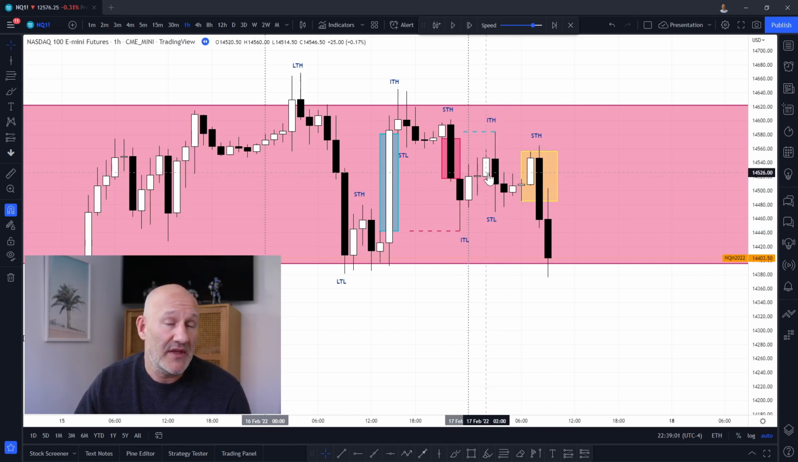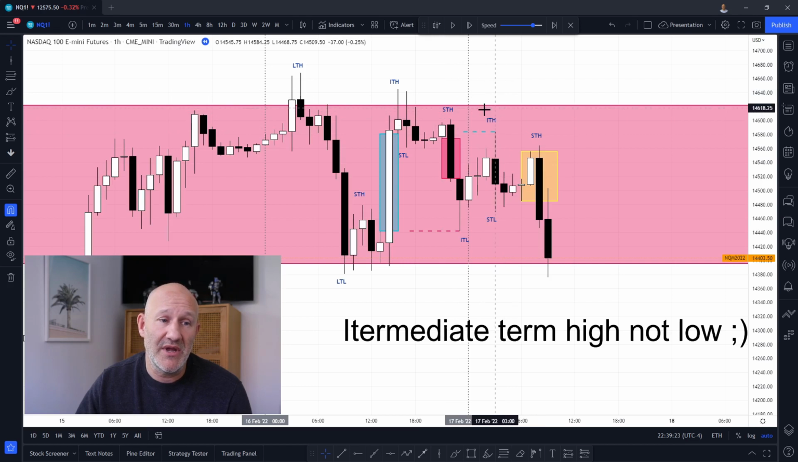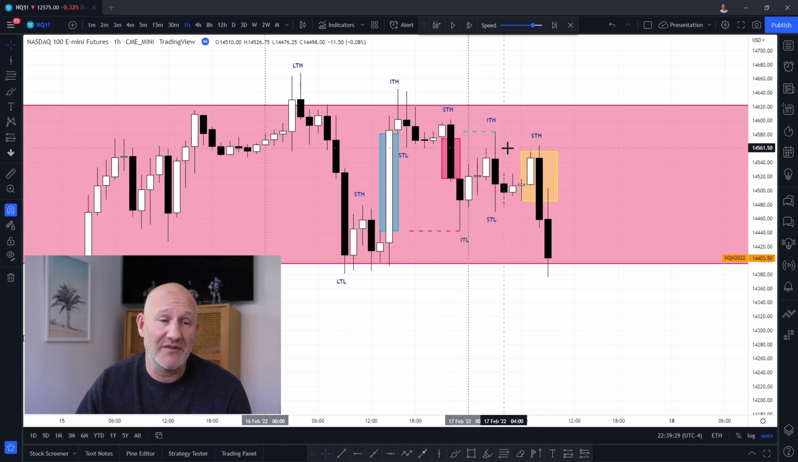candle. Now, the thing that's really important to note about this intermediate term high is that in a classic definition of an intermediate term high, it should have a short-term high either side of it, which are both lower. Now, in this case, we don't have that. What we have is a short-term high, which is higher than the intermediate term low. And remember, this intermediate term low has been created because we filled in this imbalance just here.